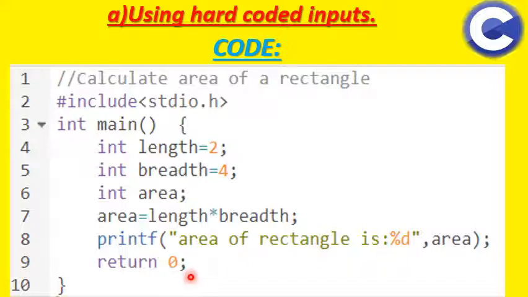Now you return 0. I'm not returning anything, that is why my program is returning 0. These are part of syntax and then these curly brackets are closed.